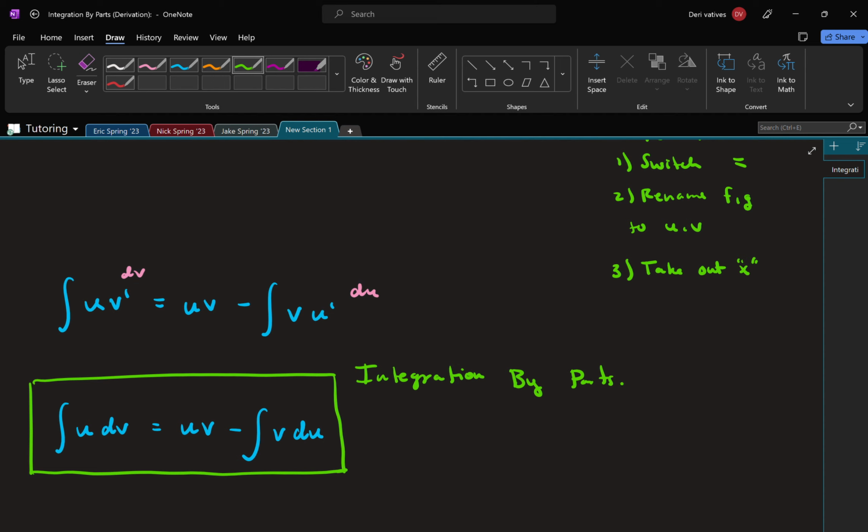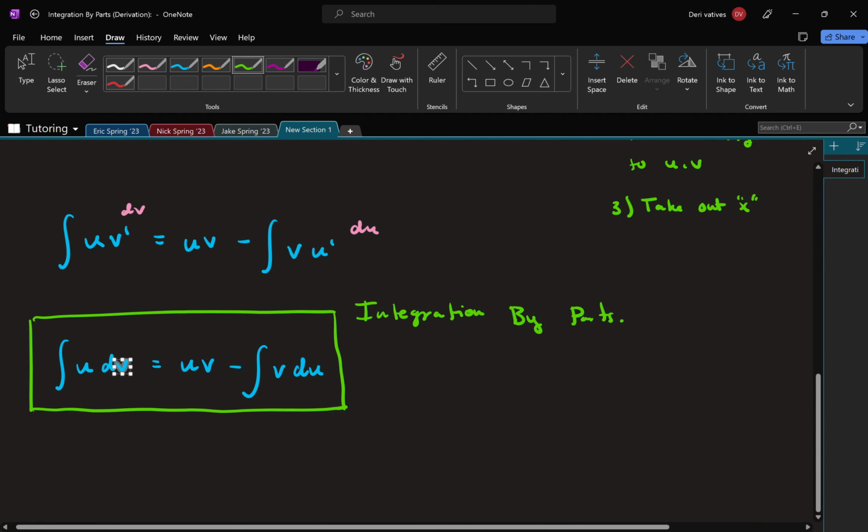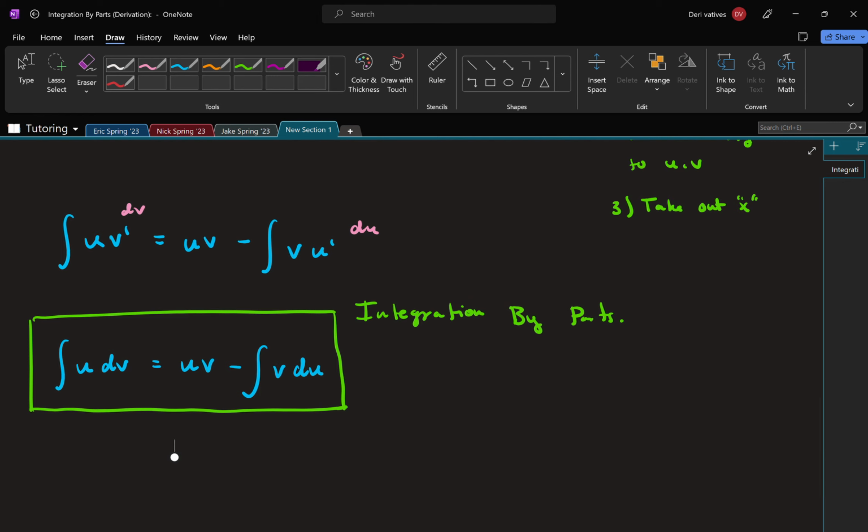Now, it kind of looks really useless. I mean, it doesn't look like it's a product rule. In the next video, we're going to actually do an example to illustrate this process. And so I will see you in that one.